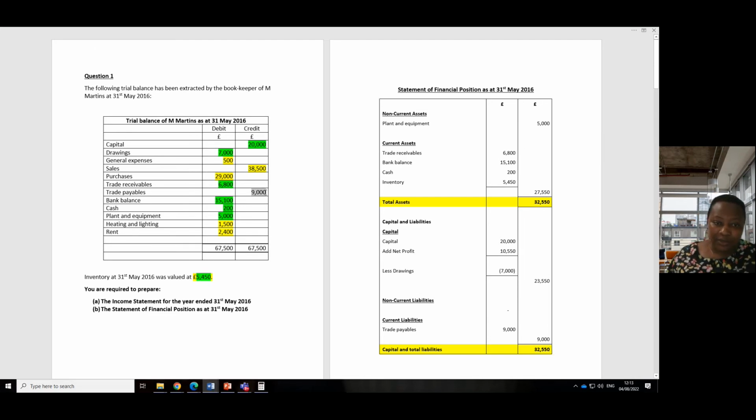So we've taken this payables figure, so we need to highlight that. So you see down that your capital and liabilities is 32,550. It is also equal to 32,550 of your total assets within the business, which is what the accounting equation is saying. So this is the end of us preparing the statement of financial position.